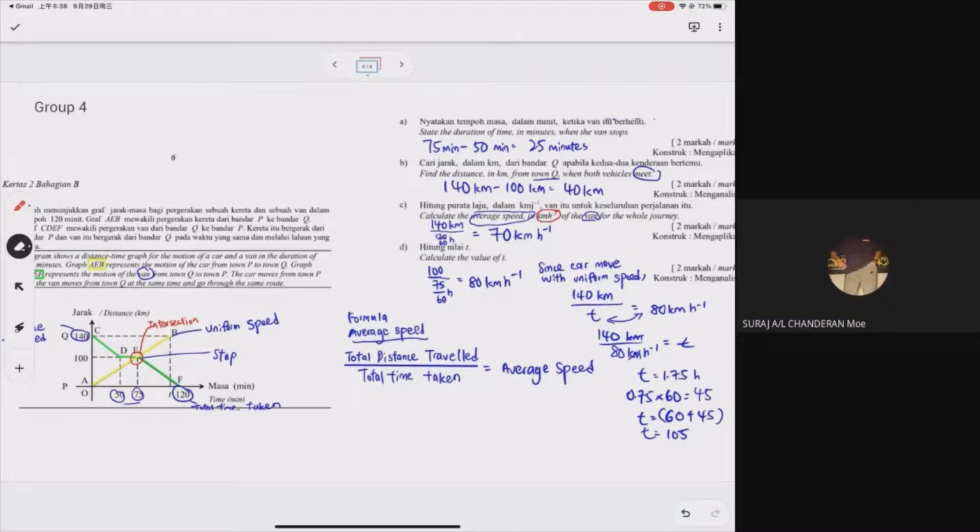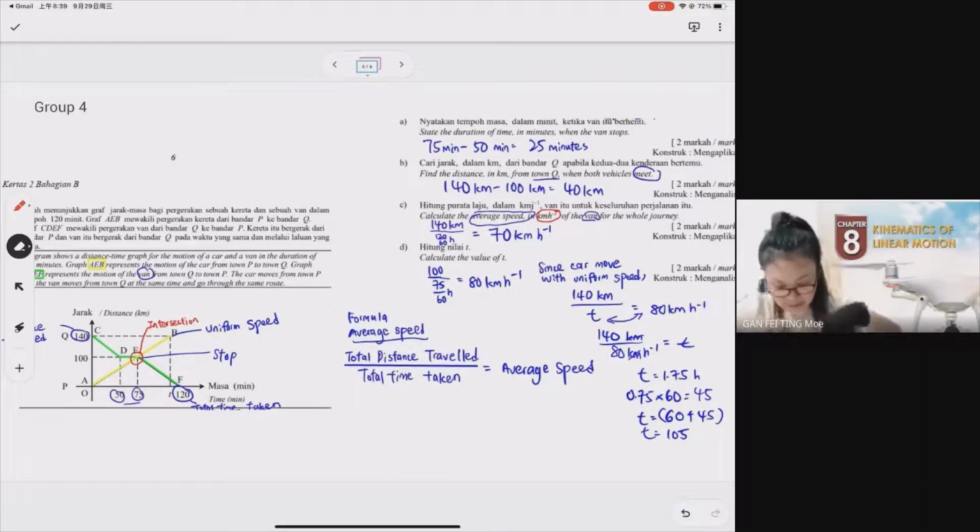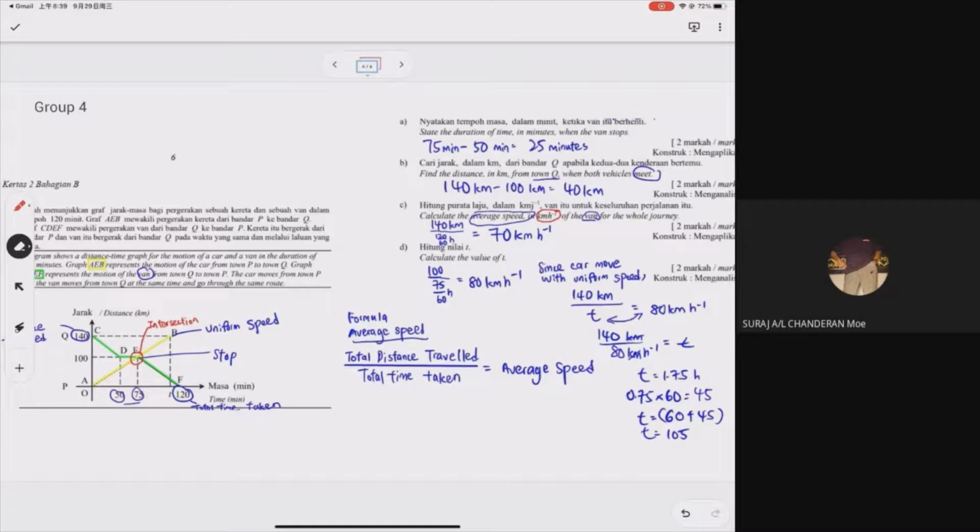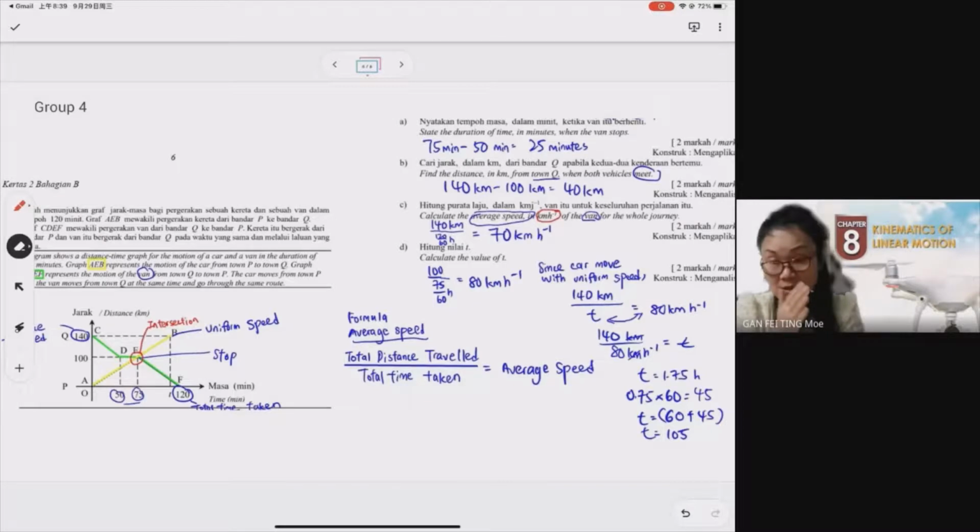Yes. So, repeat your explanation. When we look at the graph, the green line is the movement of the van, and the part where the van stops is from D to E because there is no change in the distance. Yes. Because the graph given is the distance-time graph. Very good. So what's the answer?